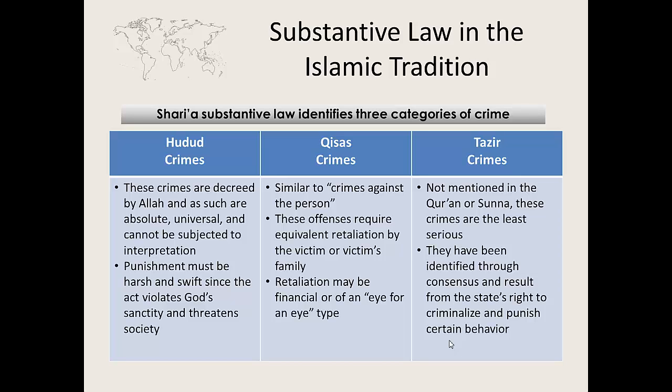Again, your text elaborates on these three, and I think you'll find some of these to be kind of interesting because it does modify a little bit what the common perception is, especially in the United States, regarding Islamic law. We tend to know only about the hudud crimes and aren't really familiar with even why those are seen as being such serious crimes. And we have less knowledge of the qisas and tazir crimes.